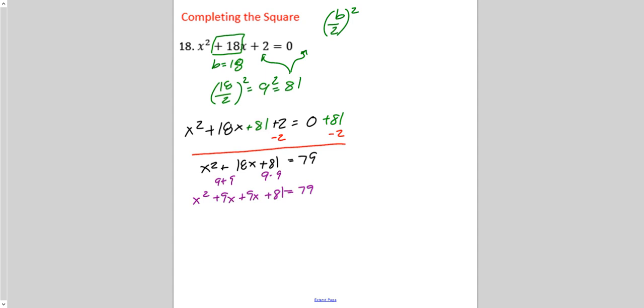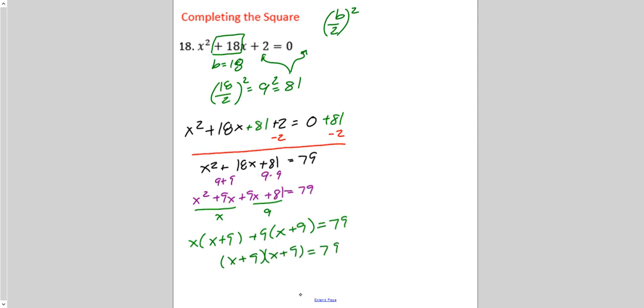My first two terms, I have an x in common. My next two terms, I have a 9 in common. So I'll have x and x plus 9. And out of the next two terms, 9x divided by 9 is x, and 81 divided by 9 is 9, equals 79. Then I'm going to have the two factors of x plus 9 and x plus 9, but this is going to equal 79, not 0. So then I'm going to have x plus 9 squared equals 79. So I completed the square.